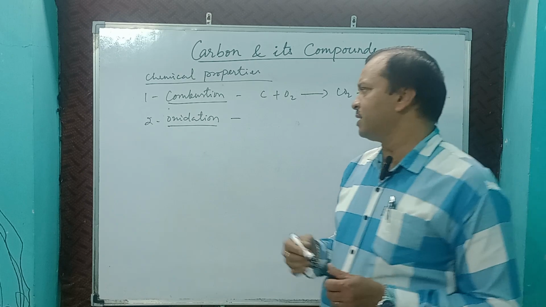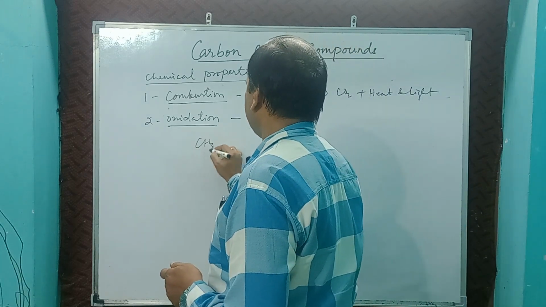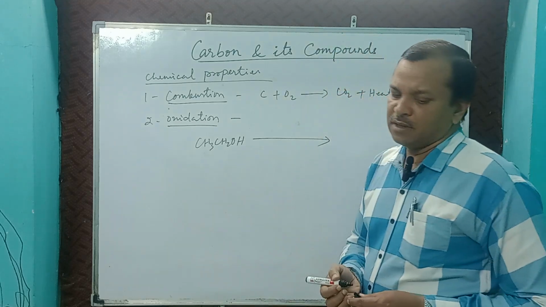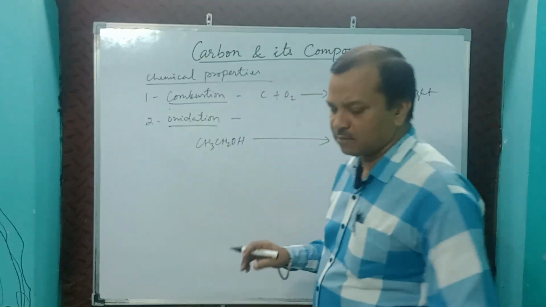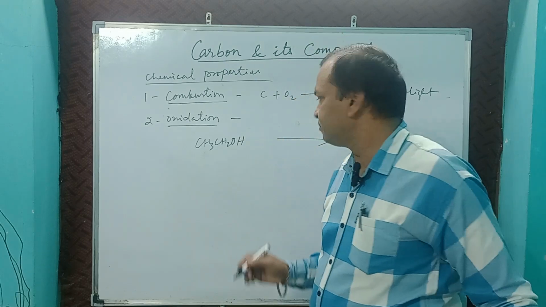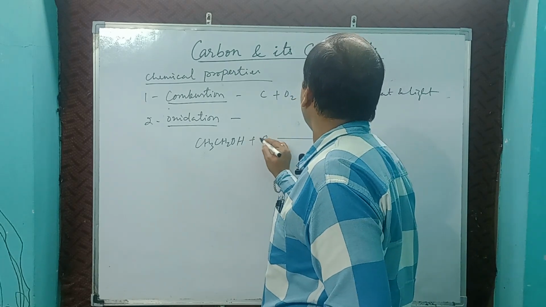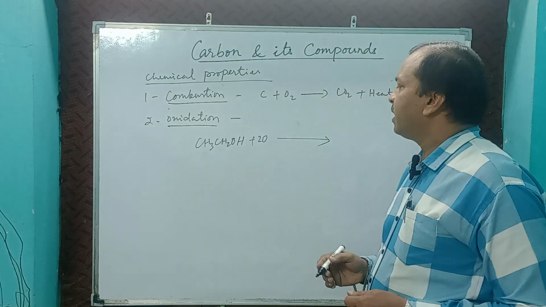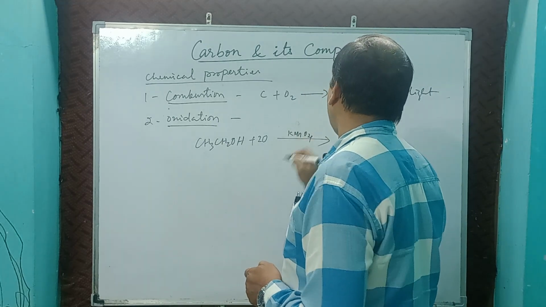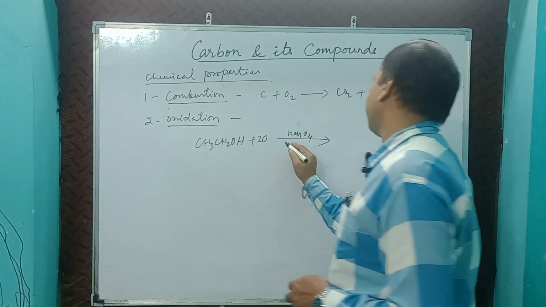Suppose we take CH3CH2OH in presence of KMnO4. This is oxidation; oxygen will be added here, 2O will be added here, in presence of KMnO4 or K2Cr2O7.